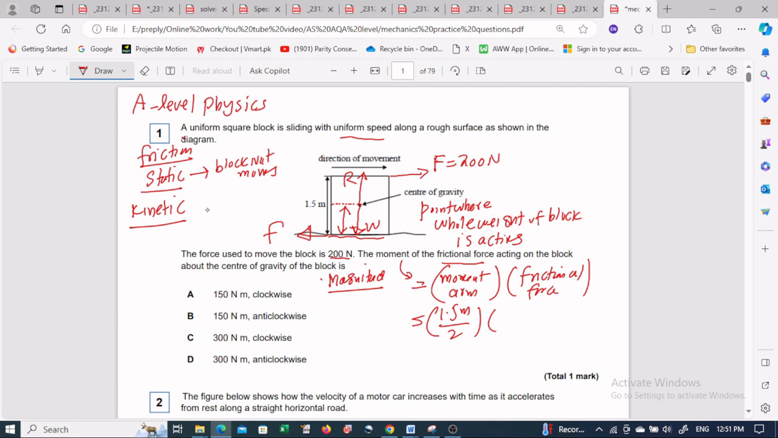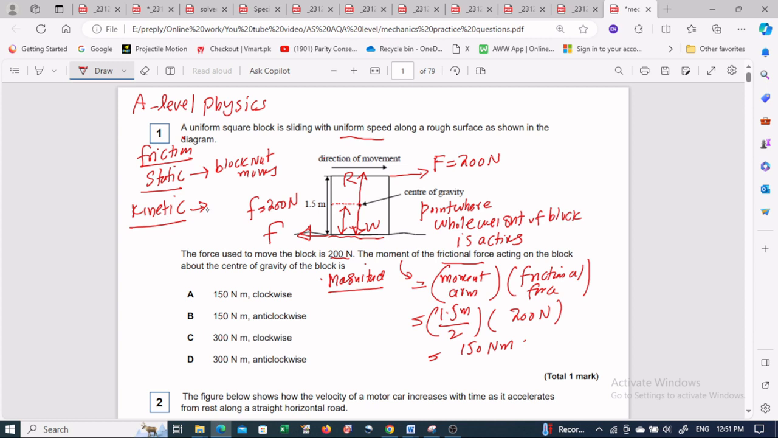And when the block is moving, as the block moves with uniform speed, this is the case of kinetic friction. So this kinetic friction must be equal to the applied force, that is 200 newton. So friction force is also 200 newton. So we just solve and we get 150 newton meter. This is the magnitude of moment.